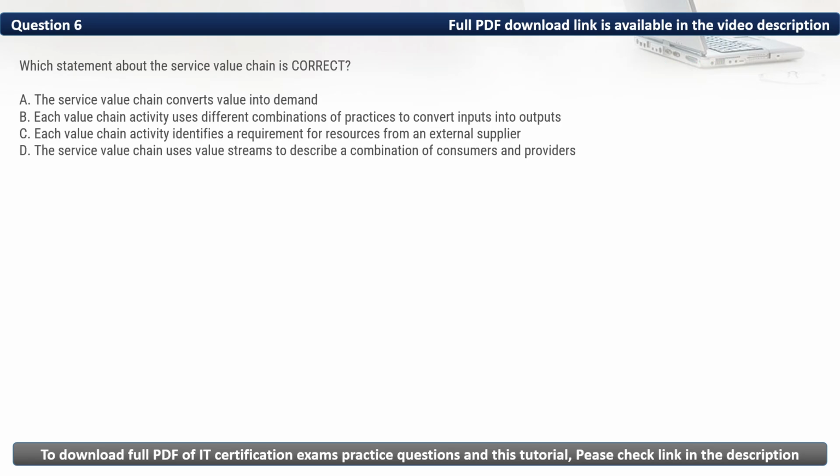Question 6. Which statement about the service value chain is correct? The statement that is correct about the service value chain is that every value chain activity uses different combinations of practices to convert inputs into outputs. Thus, the correct option is B.